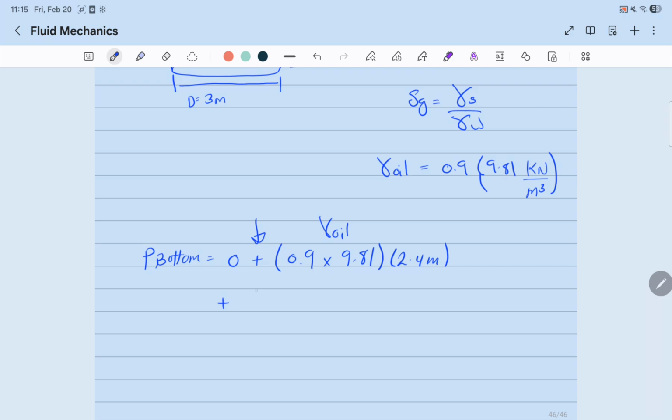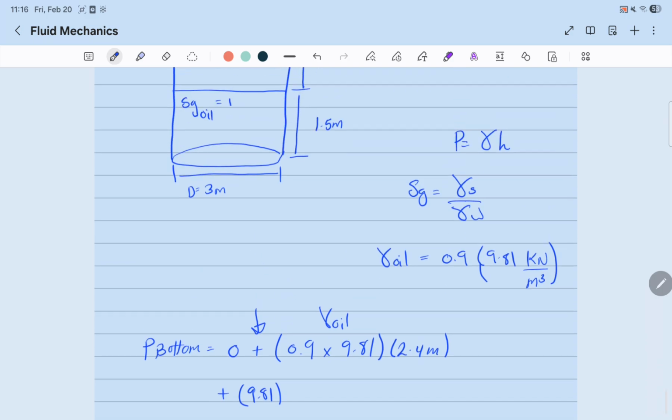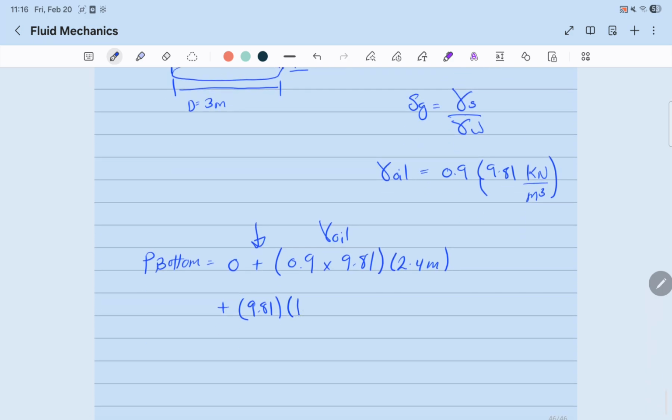specific weight of water, which is 9.81 kilonewtons per meter cube, times the height, which is 1.5 meters. We'll end up with pressure at the bottom equal to 36 kilopascals. Again, this is gauge because we're measuring the pressure inside the cylinder.